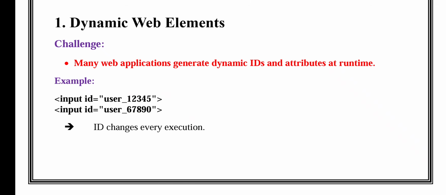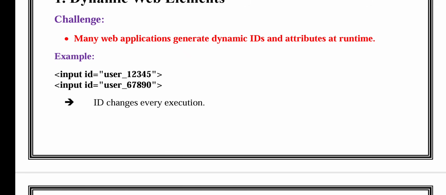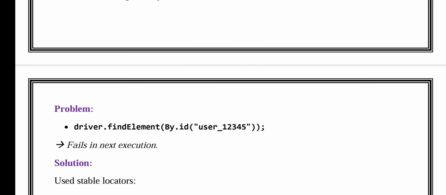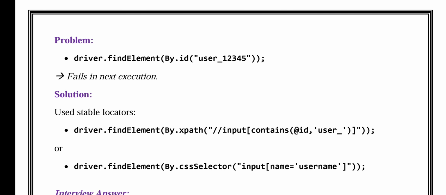Many web applications generate dynamic IDs and attributes at runtime. For example, you can see the input ID is 12345 at first instance, and the input ID user 67890 is at the second instance during every execution. I mean, when we re-execute the same code, the ID keeps on changing. So that's the problem. When we run the command driver.findElement by ID using the ID locator, it fails in the next execution because it couldn't find the element that it's looking for.